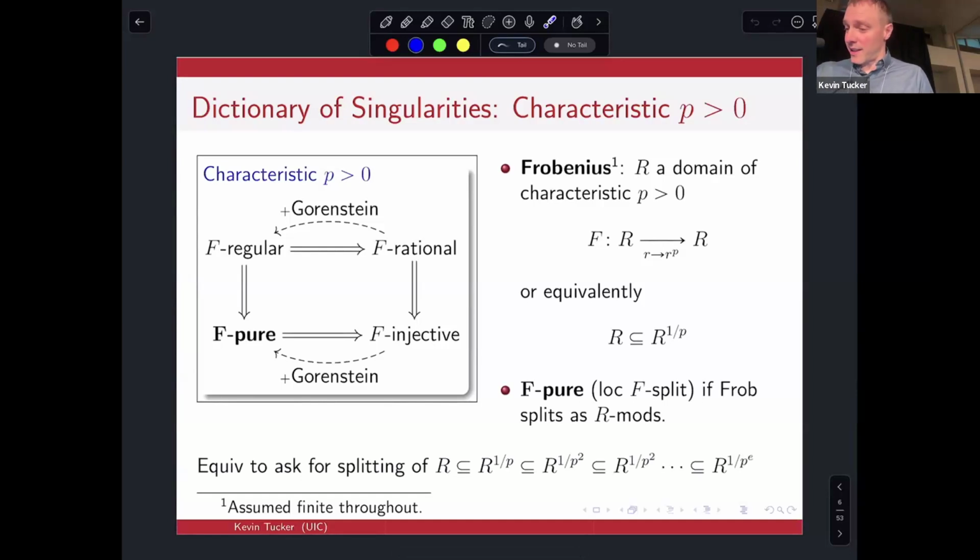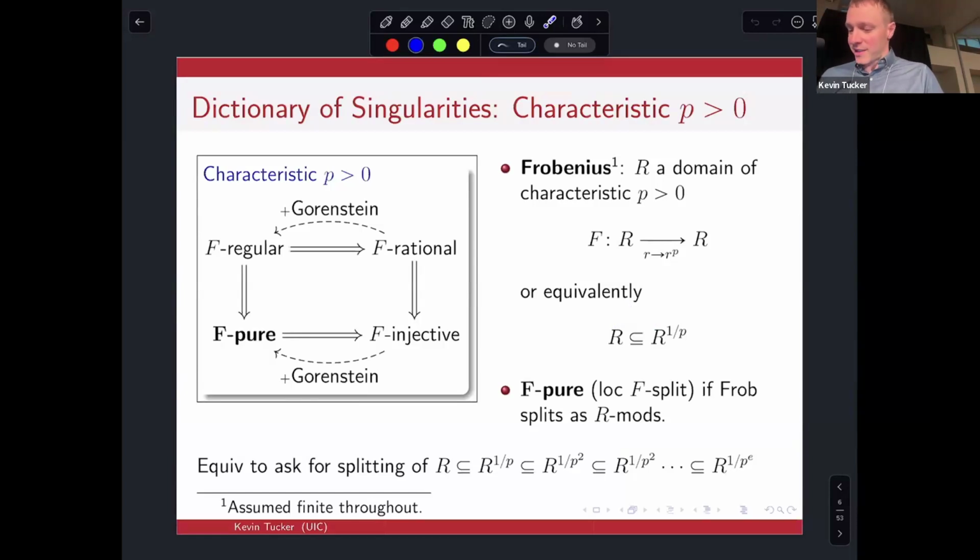So F-purity asks that the Frobenius endomorphism splits, i.e. that there is an R-module retraction back from R^{1/p} to R. So an R-linear map from R^{1/p} back to R that sends 1 to 1 splits that inclusion. Right, so it's equivalent to check for F-purity by looking at the iterates of Frobenius, right?